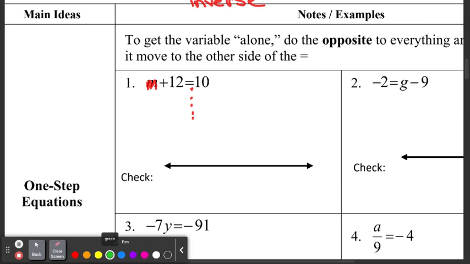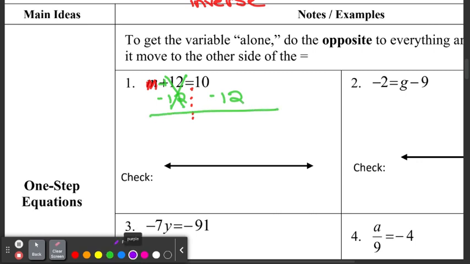So I'm going to take this plus 12 right here and do the opposite. I'm going to subtract it. What happens is that just blows that thing away. It gets rid of it. Whatever you do on one side of the equal sign, you have to do on the other. Since I minus 12 on one side, I have to minus 12 on the other side.